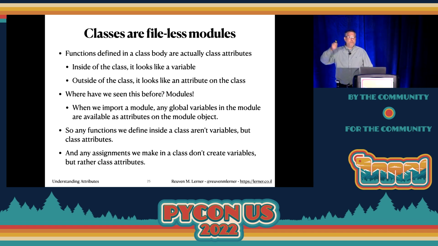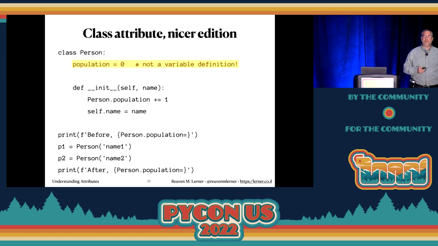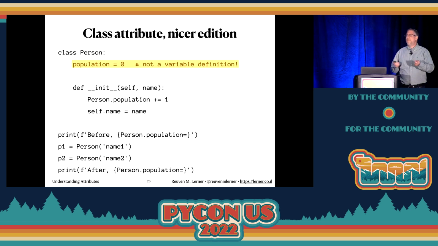Which means I can go back to my person class from before, and I can say population equals 0, just like that. I am not at all creating a variable. It's not a global variable. It's not a variable at all. It is an attribute, person.population. By the way, sometimes people say, well, why don't we then call it person.population inside of the class? And the reason is that the name person is only defined after the class body has been run. So you can't do that.